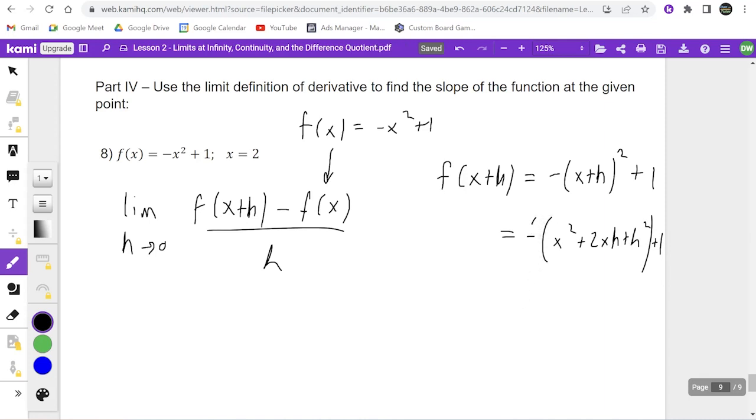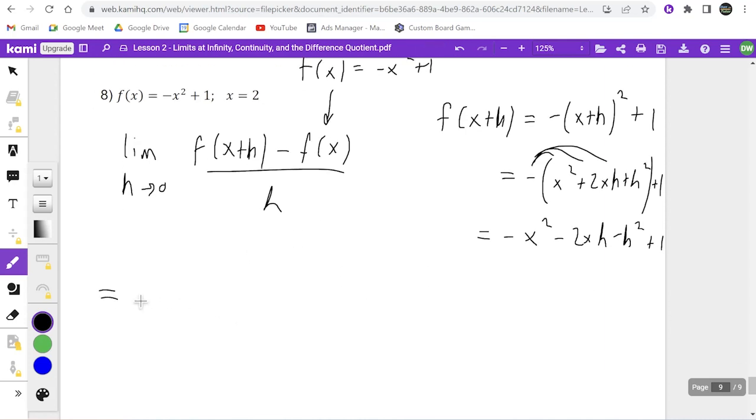Now I'm going to distribute the negative sign to each of these terms. We'll get negative x squared minus 2xh minus h squared, but the plus 1 is still plus 1 because it wasn't in the parentheses. And there we go. There's f of x plus h. As you can tell, this one's much harder than the other one we looked at, but the answer is just as simple, if you'd call it simple.